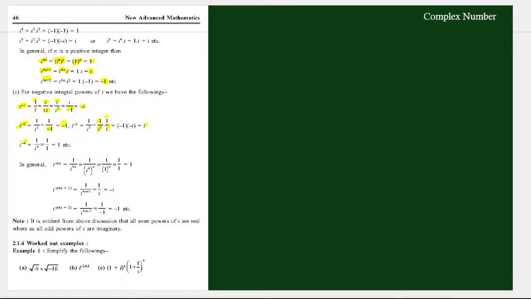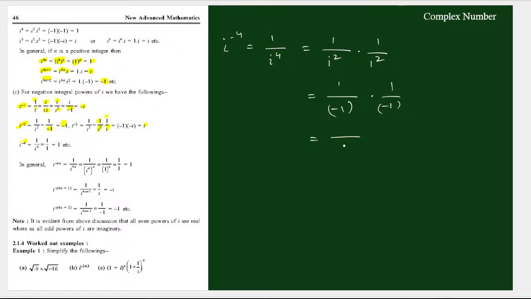Let me show the i to the 4 one. i to the power minus 4. This is nothing but 1 by i to the 4. So 1 by i to the 4 is 1 by i square into 1 by i square. And i square is nothing but minus 1. So minus 1 into minus 1 is plus 1, and it gives us only 1, positive 1.